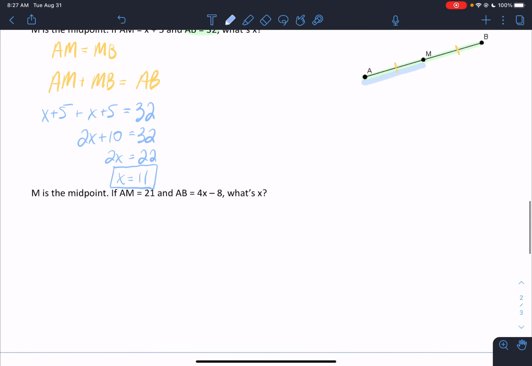Last one, again, using the same picture. It's the same thing. I know that AM and MB are equal to each other. But again, the trick is that this AB right here, that's the entire amount. So that's the whole thing. So AM and MB are the same thing. They're both 21. So I could add them together, or I could double them, and then it'll equal the whole amount.